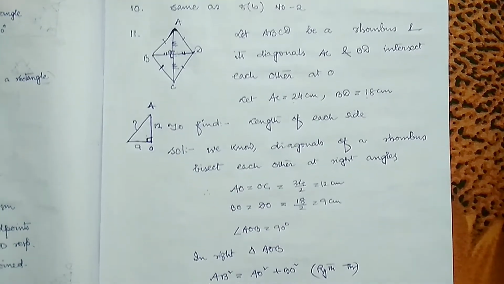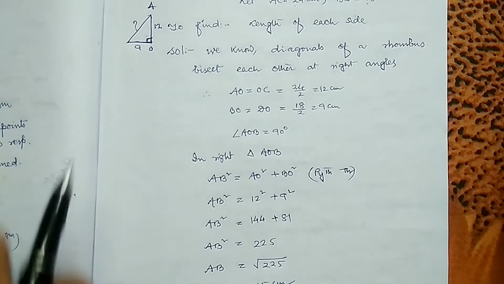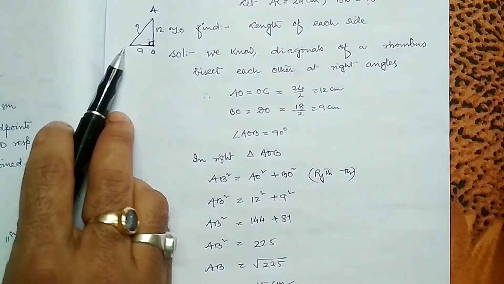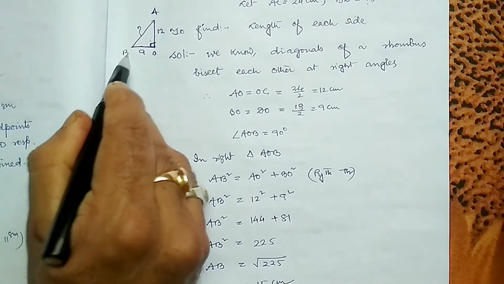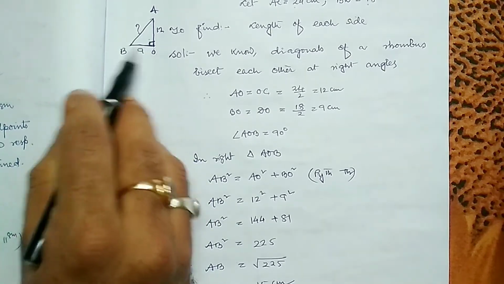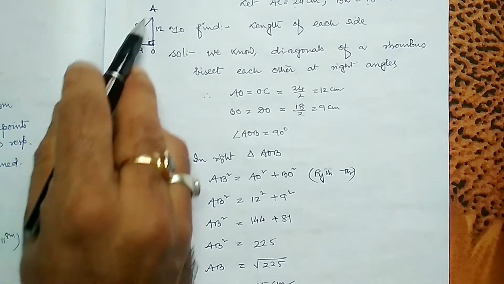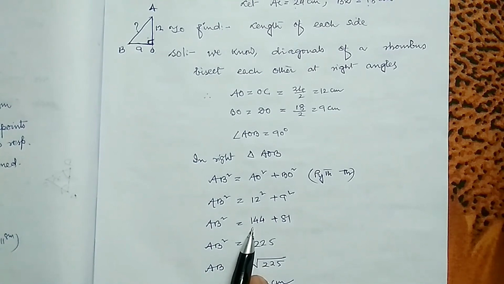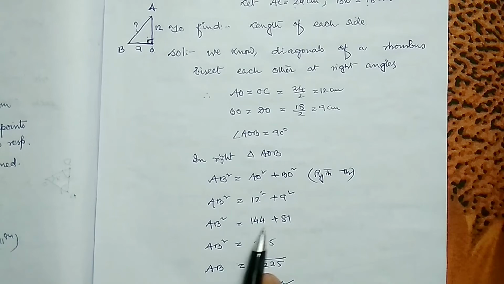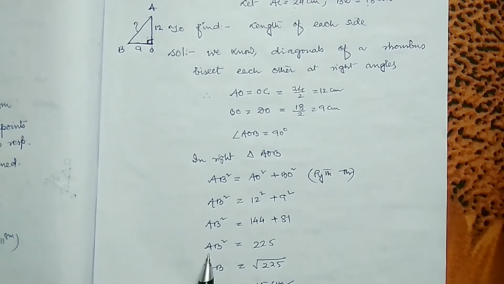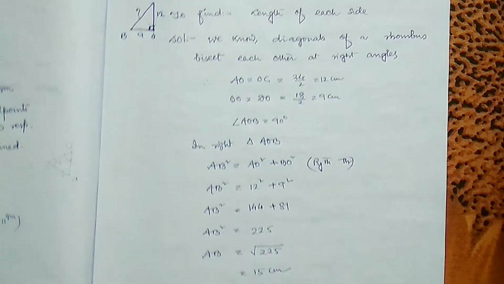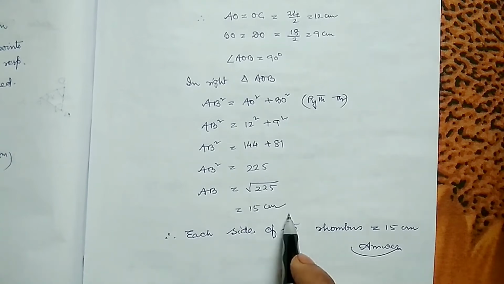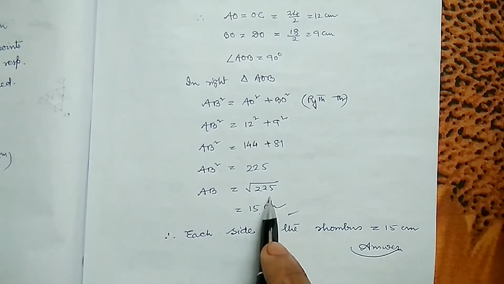So we have to use the Pythagoras theorem. In triangle AOB, AB square will be AO square plus BO square. So AB square is 12 square plus 9 square. What is 12 square? 144. 9 square is 81. If I add, I get 225. So AB square is 225. AB will be root over 225, that is 15, because 15 into 15 is 225.